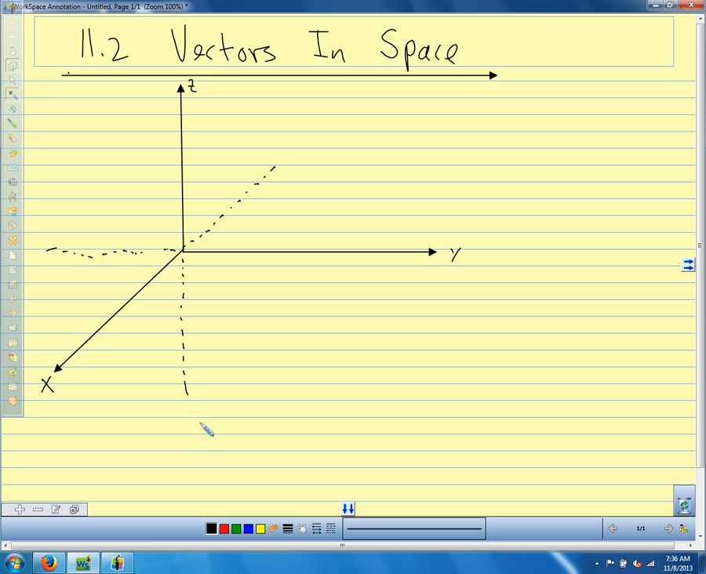Vectors in space, snakes on a plane. Vectors on a plane. Vectors, snakes on a vector in space.